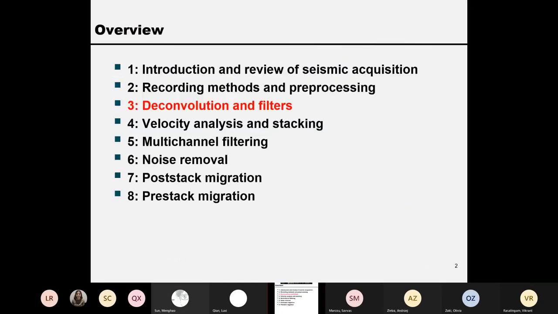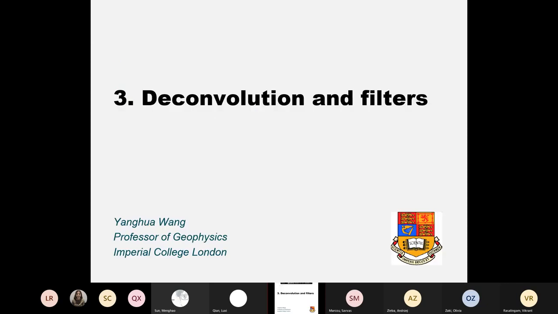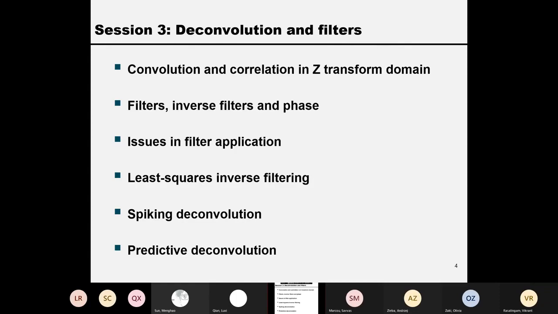So lecture 3, there's a concept called deconvolution and the filter. Actually, this is one concept, but in a different domain. So this session will include 6 parts. We will review what we learned in the day 1 about the Z transform and the implementation of a convolution and the correlation in the Z transform domain.